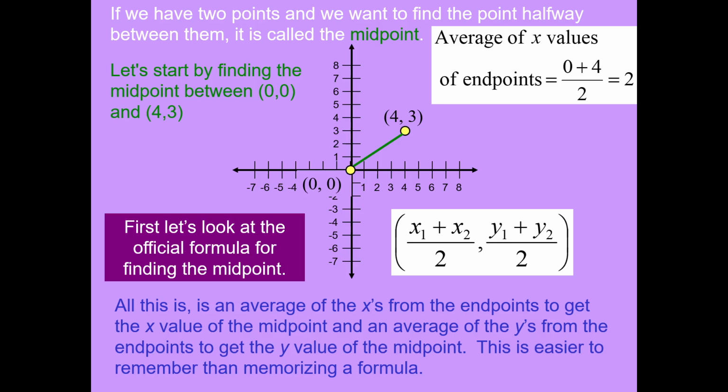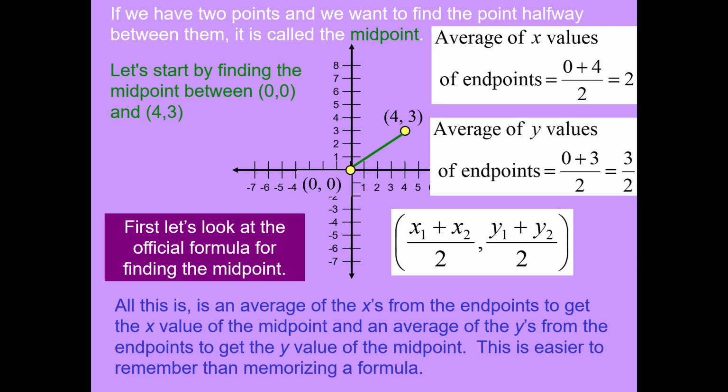The average of the x values of the endpoints is 2. The average of the y values of the endpoints is 3/2. So the midpoint should be (2, 3/2).